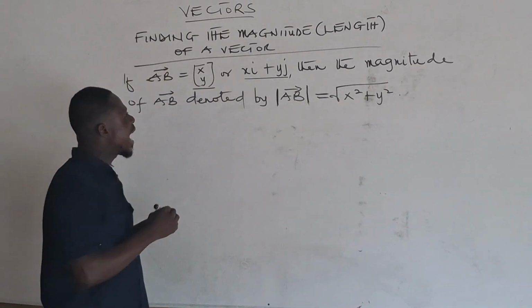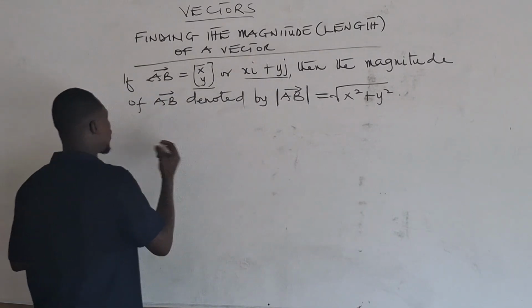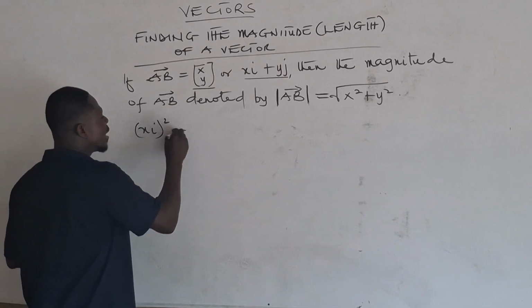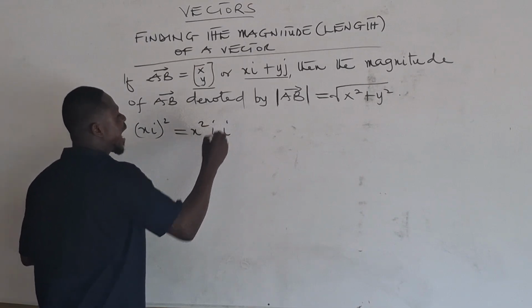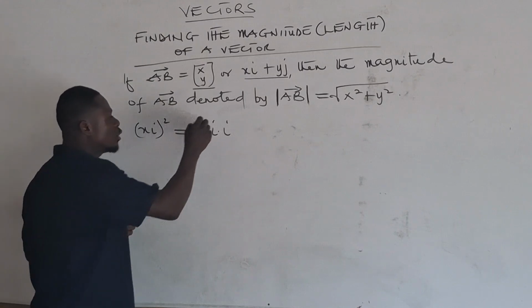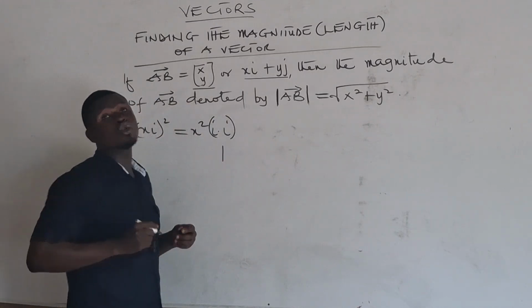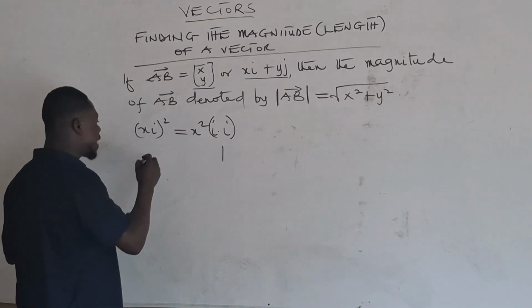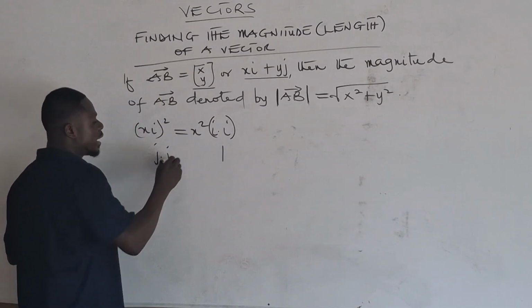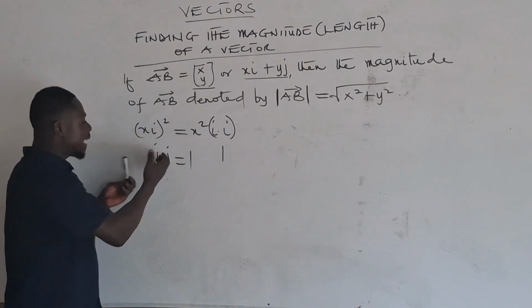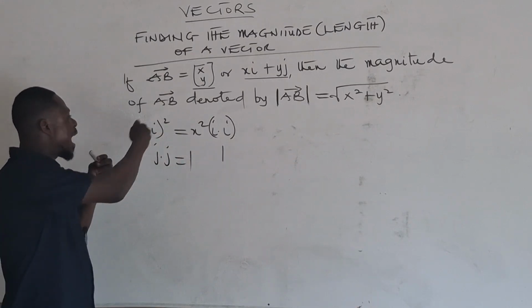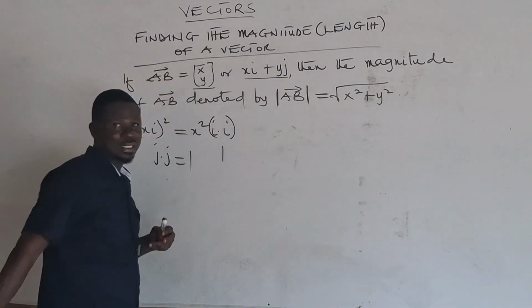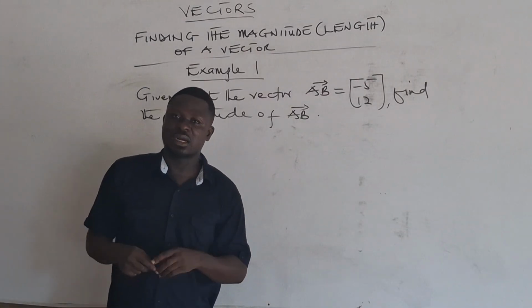Someone may ask why, when it is in this form, we don't square xi all squared? We do so. But it will be x squared, i dot i. It will not be i squared. And i dot i in vectors is equal to 1. So multiplying 1 by x squared will be the same x squared. The same thing, j dot j is 1. So you multiply 1 by the y squared. That's why we have x squared plus y squared. That is the implication. Let's consider our first example.